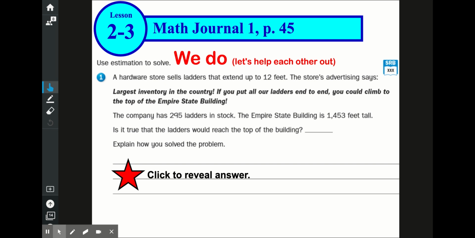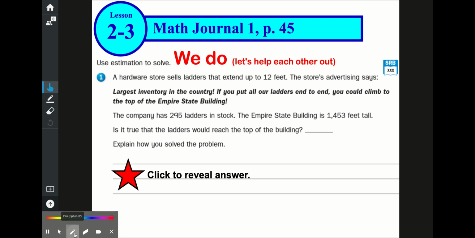A hardware store sells ladders that extend up to 12 feet. The store's advertising says, largest inventory in the country. If you pull out our ladders end to end, you could climb to the top of the Empire State Building. The company has 295 ladders in stock. The Empire State Building is 1,453 feet tall. Is it true that the ladders would reach the top of the building? Explain how you solved the problem.